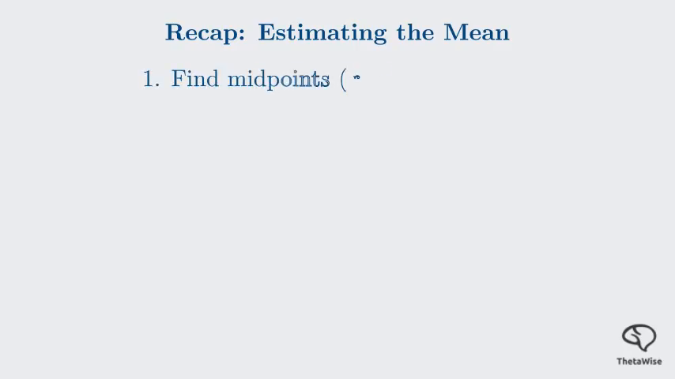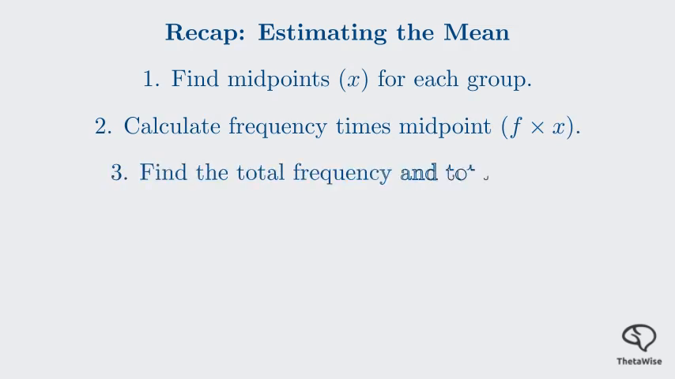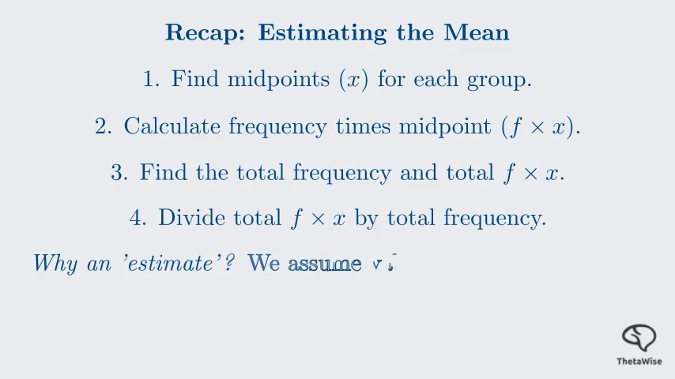To wrap up, let's recap our learning objective. You are now able to estimate the mean for grouped data by using midpoints. First, find midpoints represented by x for each group. Then, calculate frequency times midpoint, which is f times x. Next, find the total frequency and the total f times x, and divide the total f times x by the total frequency. Remember, we call this an estimate because we do not know the exact values within the intervals, so we assume they are represented by the midpoint.